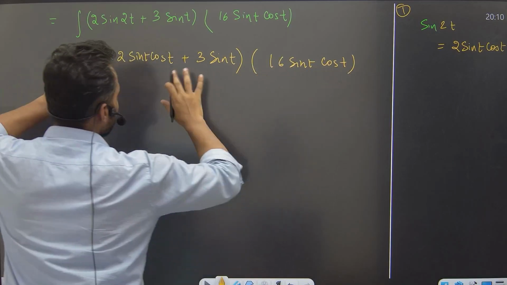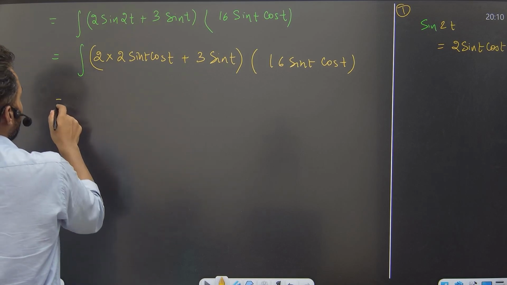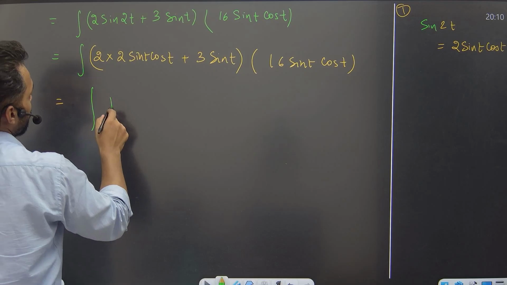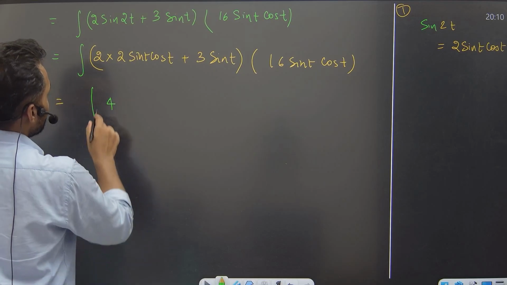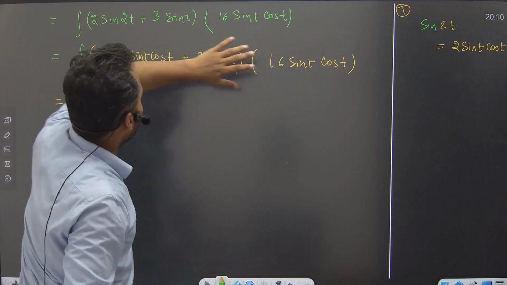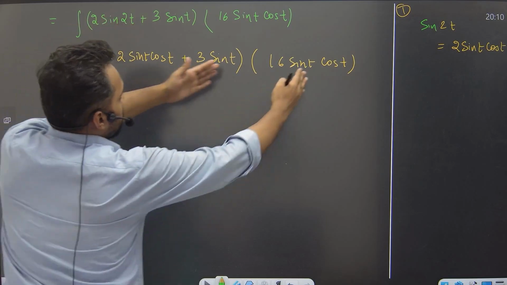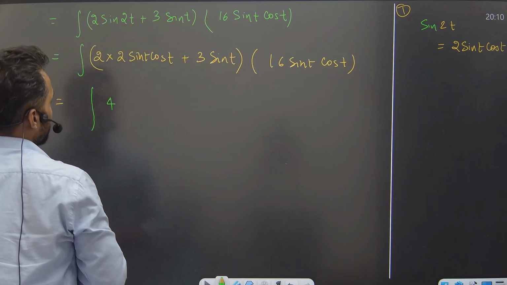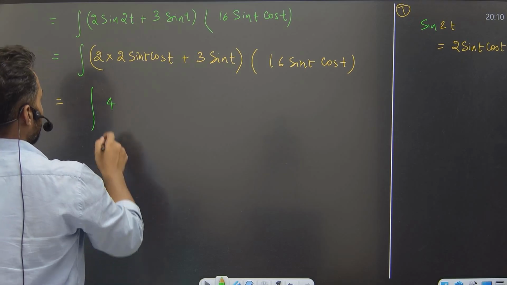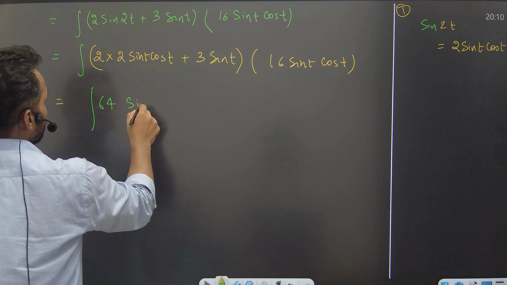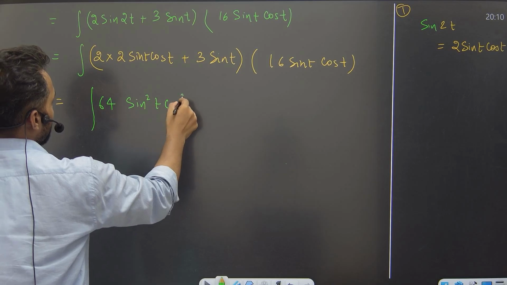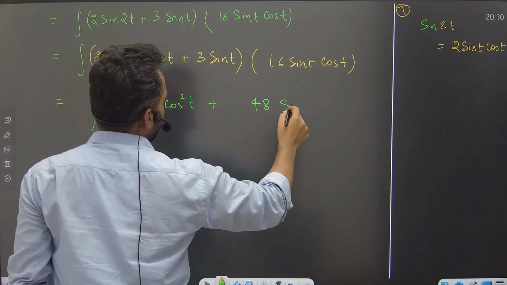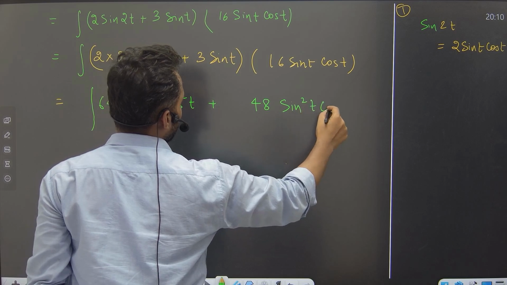On expanding it, which means we are multiplying this part, what will we get? We will get, student, 4 times 16, this part cross this part, and this part cross this part, we are just multiplying it. So 4 cross 16 will be 64. 64 times sin squared t cos squared t plus 48 times sin squared t into cos t.